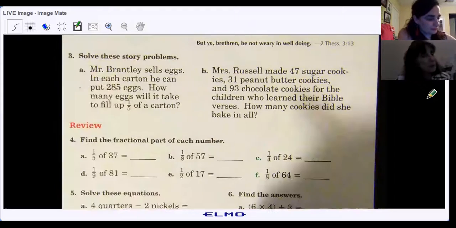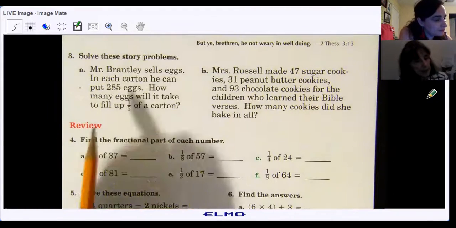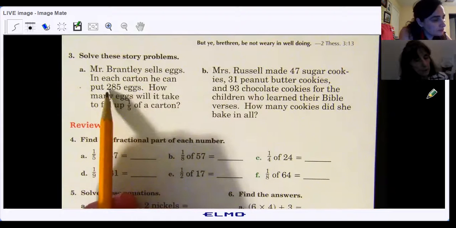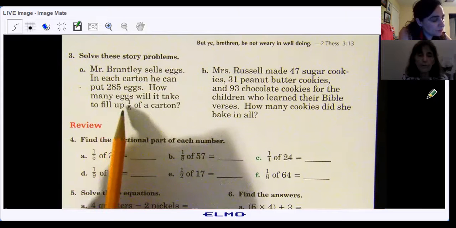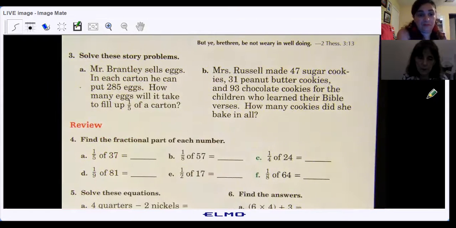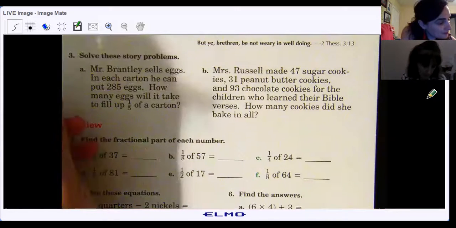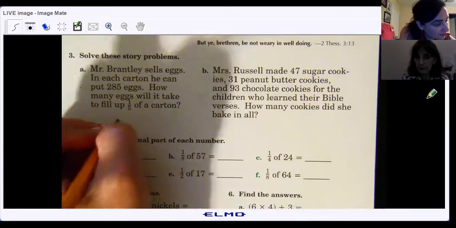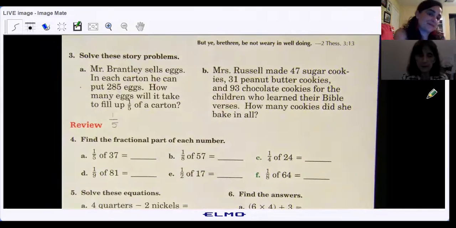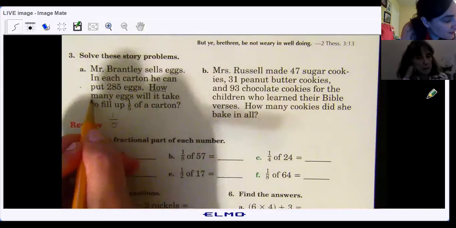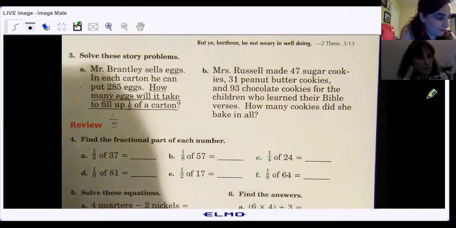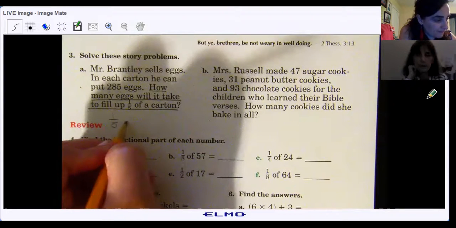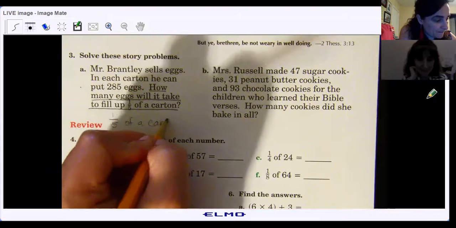So let's look. Mr. Brentley sells eggs. In each carton, he can put 285 eggs. How many eggs will it take to fill 1/5 of a carton? So you have to take 1/5 of how many he has, and then decide what it is. I'm not going to give you the answer. You're going to underline your question, bracket your information. How many eggs will it take to fill up 1/5 of a carton? And your answer will be eggs.